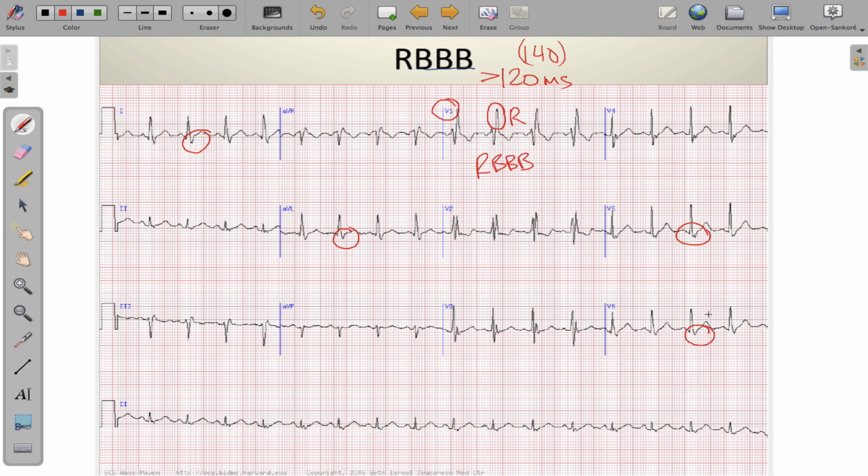And I told you the other thing we needed to look at for right bundle branch block was whether or not we have a slurred S wave. And you'll notice that this S wave here, it doesn't return to baseline very quickly like we would normally expect. It slurs off a little bit here, and we don't want that. So this slurred S wave is, again, indicative of right bundle branch block.